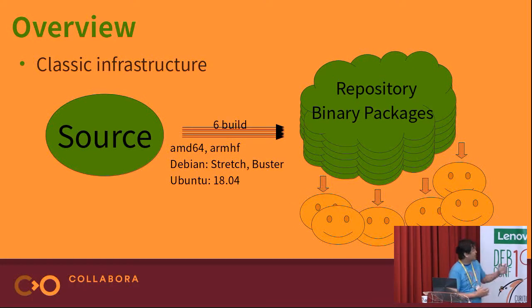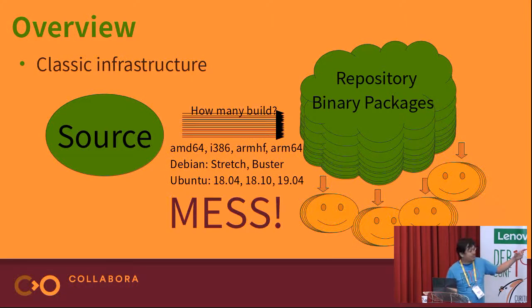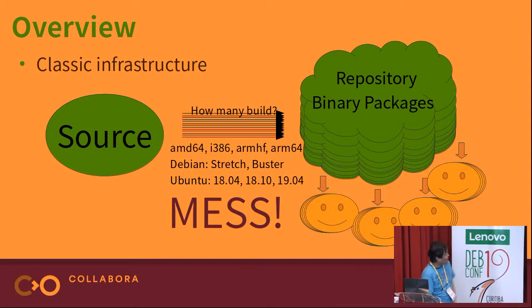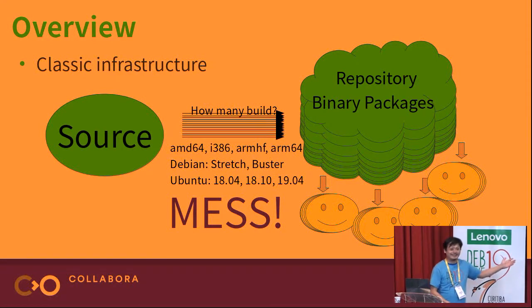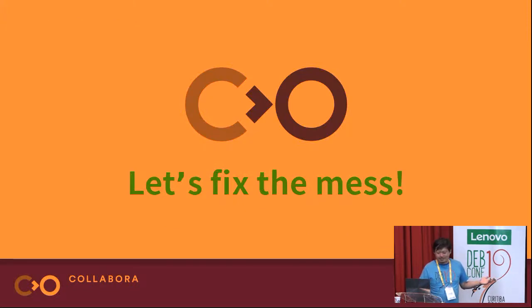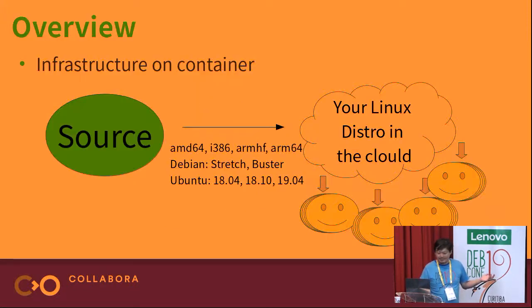Just imagine how many roots you have to maintain. Here, for example, the user requests support not only on Debian but also on Ubuntu. Then you need more builds. As the requests from users increase, imagine how many different roots you have to maintain to build the packages all the time, and then you have to publish the binaries into the repository for users to download. This is a mess. OBS is designed for solving this kind of mess.